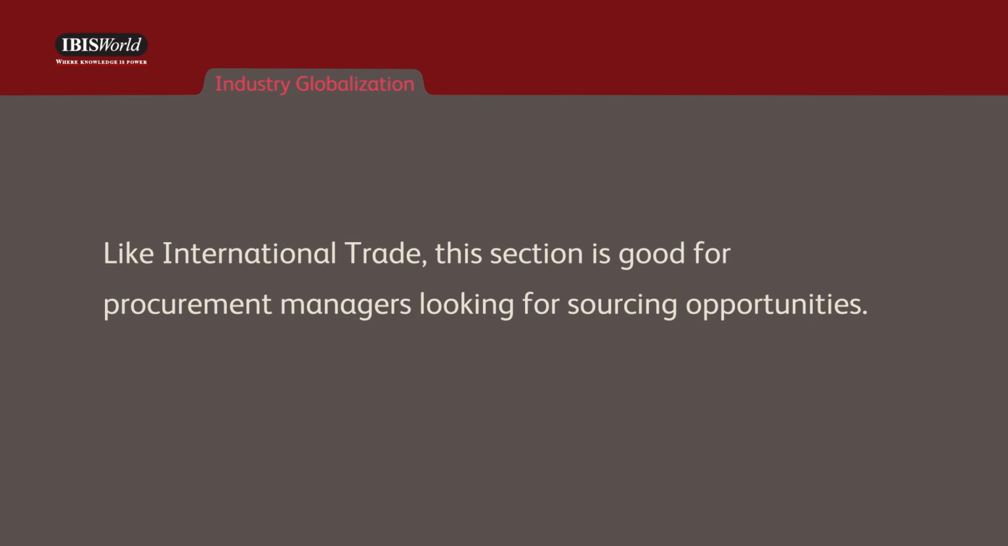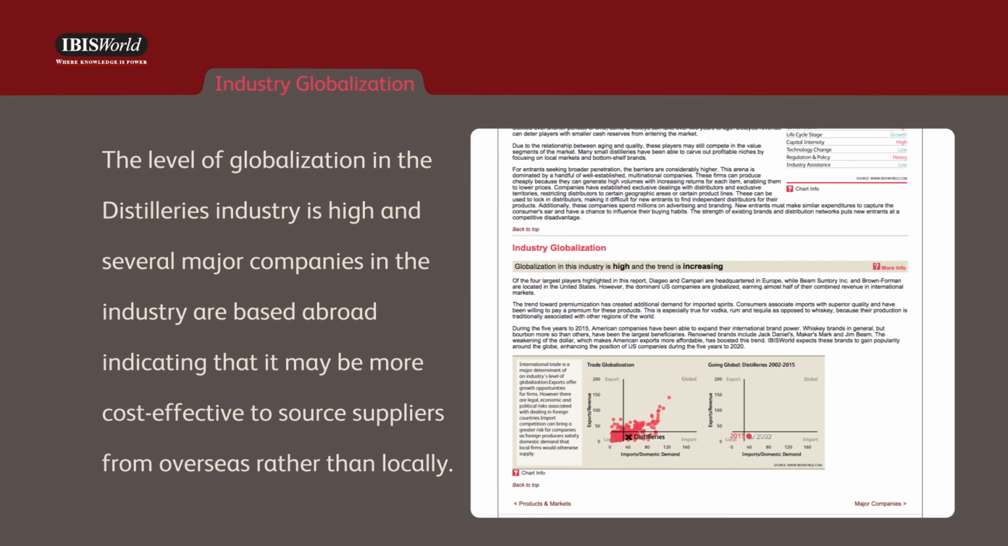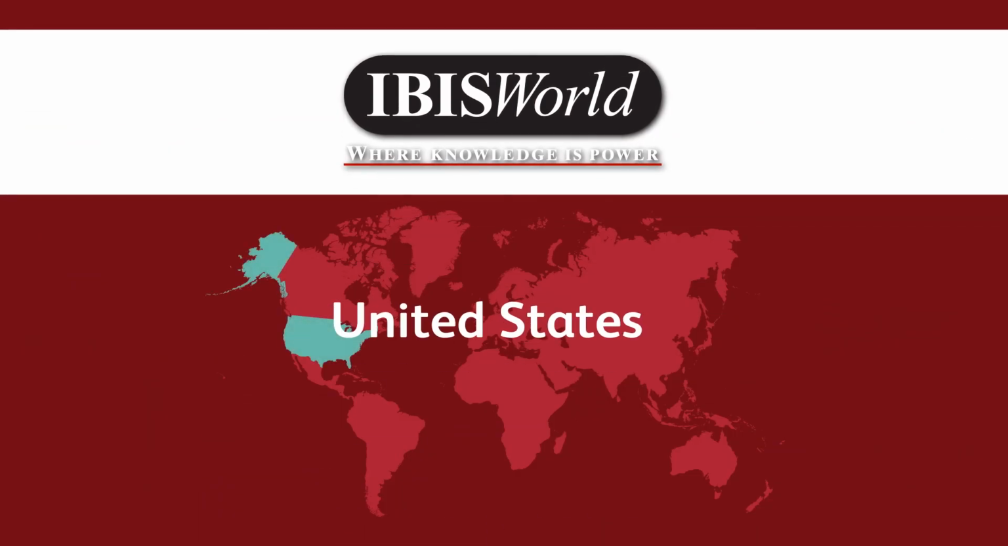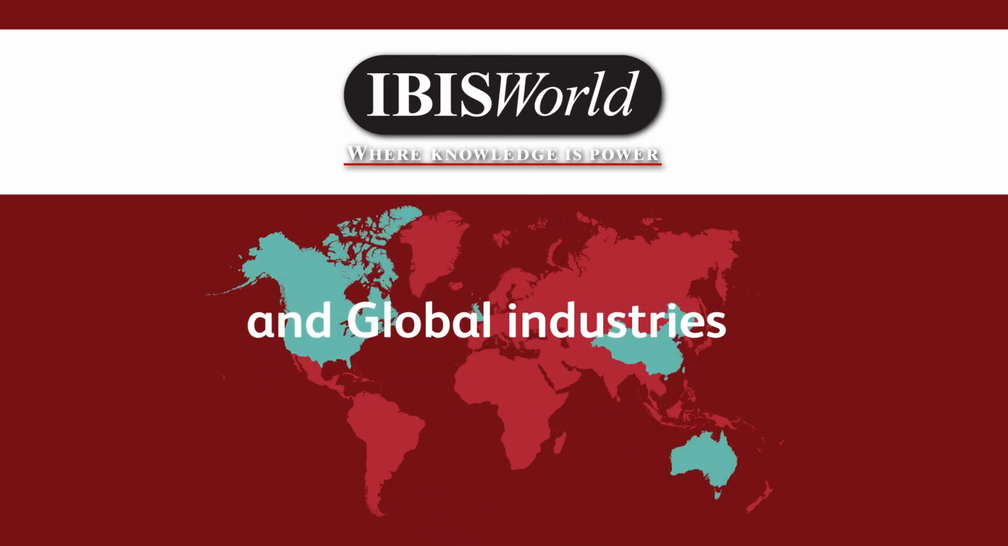Like international trade, this section is good for procurement managers looking for sourcing opportunities. For example, the level of globalization in the distilleries industry is high, and several major companies in the industry are based abroad, indicating that it may be more cost-effective to source suppliers from overseas rather than locally. Along with the United States, IBISWorld offers research on United Kingdom, Canada, Australia, China, and global industries.